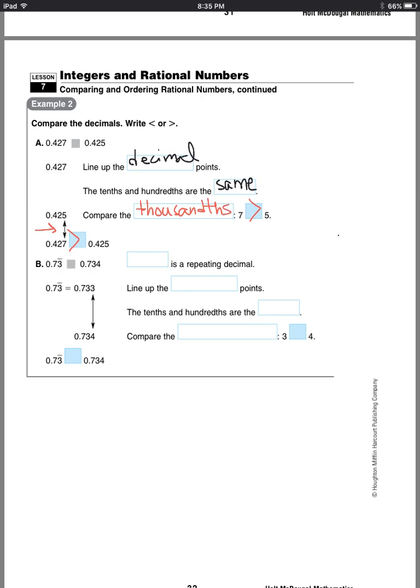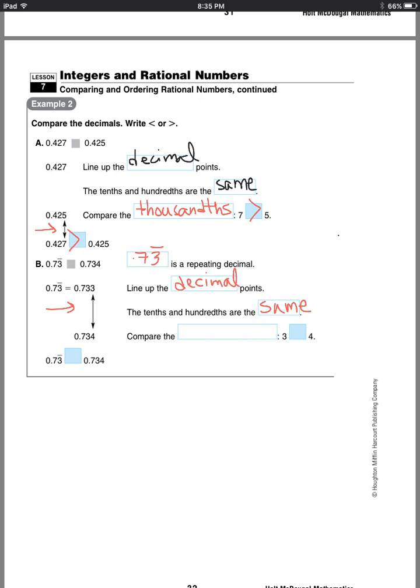Okay. The next one we lined up here. We see that 0.73 is a repeating decimal because it has a line over it, right? So we're going to line up the decimal points. Now the tenths and the hundredths are the same again, right? The tenths is a 7, the hundredths is a 3.